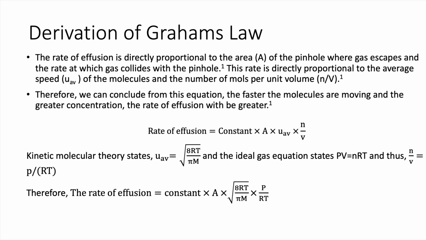The kinetic molecular theory states that the average speed is equal to the square root of 8 times R times temperature over pi times molar mass. Now, if we plug this into our equation above, we can get the rate of effusion equals the constant times the area times the root of 8RT over pi times molar mass, times pressure over RT.